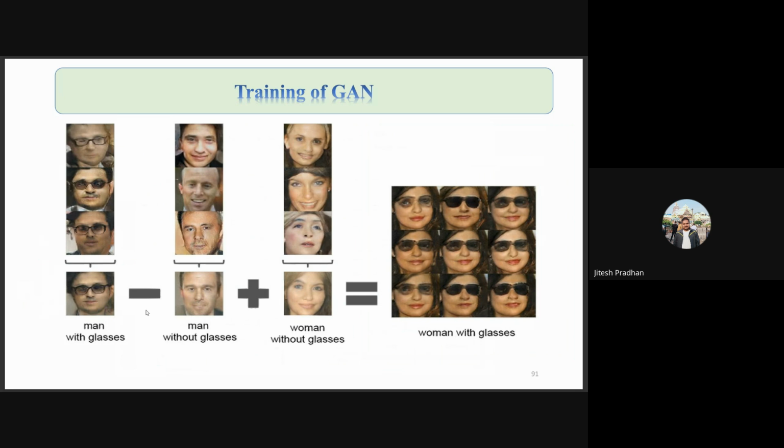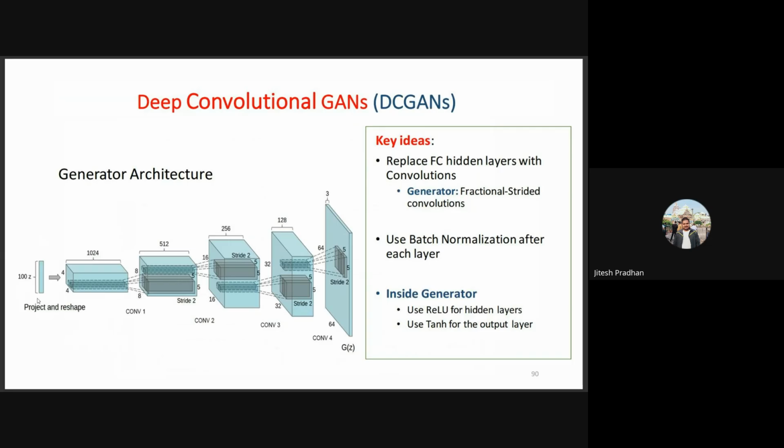It's a man with glasses, a man without glasses, and a woman without glasses. So based on this example, it can generate a woman with glasses. The man with glasses will have a vector, and the man without glasses will have another vector. So basically these two will be those vectors.